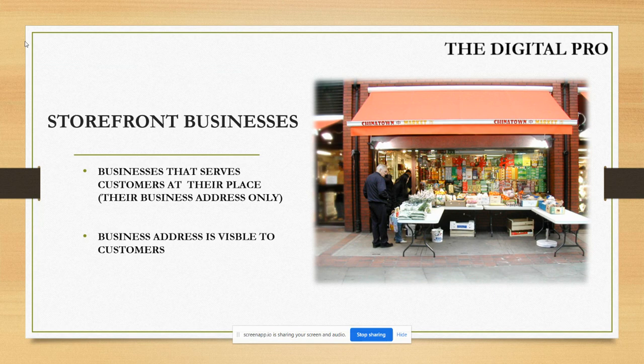From its name only, we can guess that these are businesses that have a storefront, businesses that serve customers at their place, at their physical business address only. They don't provide any delivery, so they serve customers at their place only. Business address is visible to customers so that customers can visit their stores and make a purchase or get service. These may be grocery stores, dental clinics, and many more.